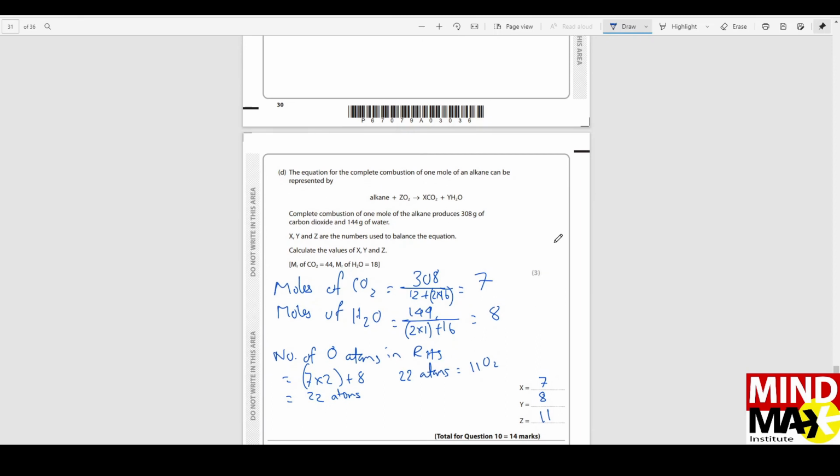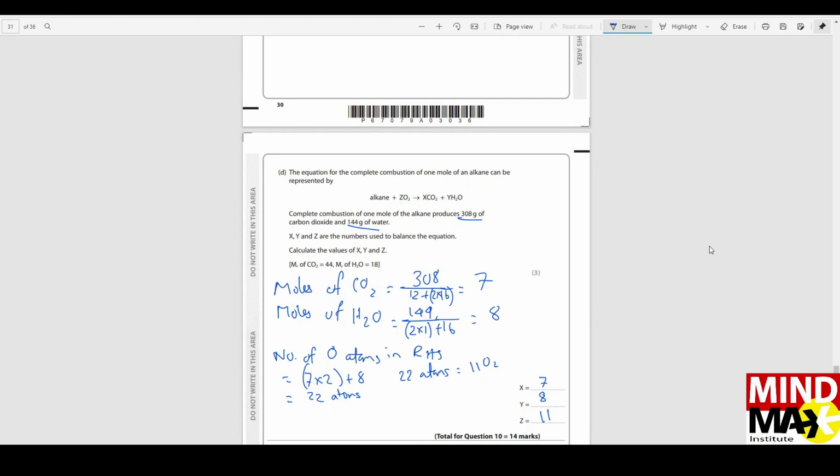Then in here, you have to find the values of X, Y, and Z, the coefficients. So they have given some information. They said that 308 grams of carbon dioxide are produced. So for 308 grams of carbon dioxide, if you want to find the number of moles, you do mass by molar mass. It comes to 7. Then for water, do the same, mass by molar mass, you get 8. So X is 7, Y is 8.